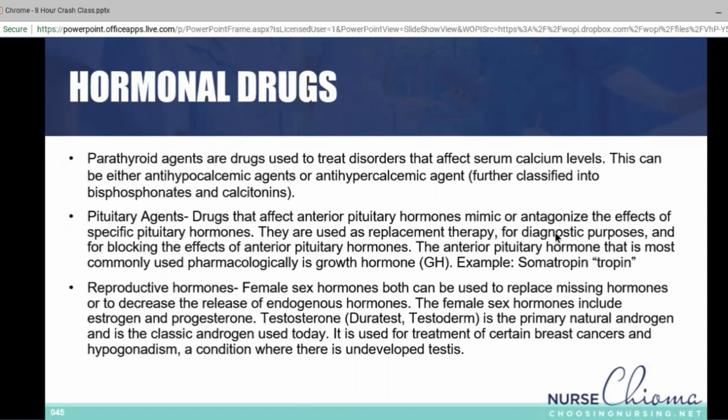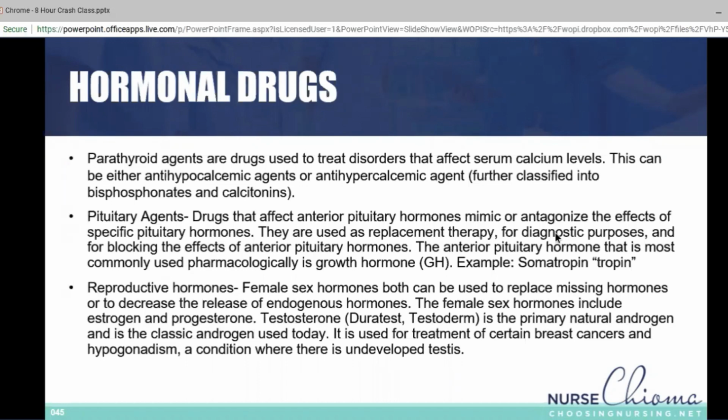So this can either be anti-hypocalcemic drugs, meaning that it stops low calcium levels, or anti-hypercalcemic drugs, which help to treat high calcium levels, and that's going to be categorized into bisphosphonates and calcitonin. Then you have pituitary agents.